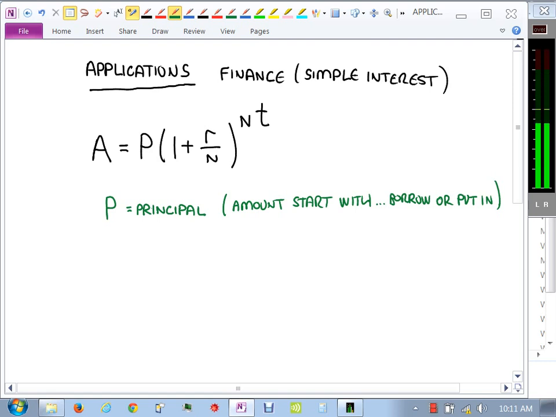Or you go to the bank and say, "Hey, I have $10,000 that I want to put in here." That's your principal. Okay, that's your starting amount. Got it? R in the problem is the interest rate.